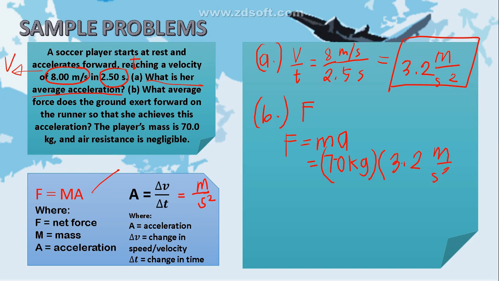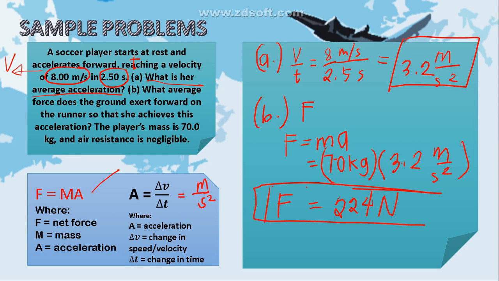Okay? So, meron tayong mass. And then, if you will look at the units, meron tayong acceleration. So, kilogram meter per second squared is also equal to Newton. So, okay na yan. Newtons na yung magiging sagot natin. And then, all you have to do is multiply 70 by 3.2, which is 224. So, we have 224 newtons for the second problem or second requirement.